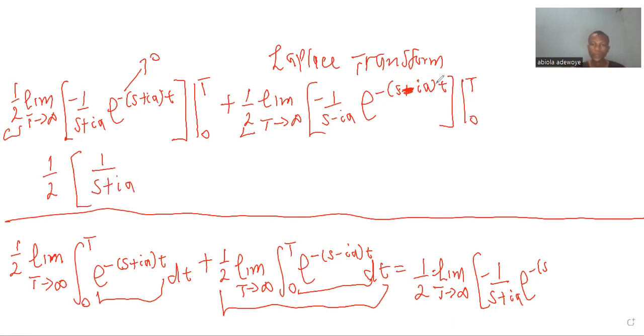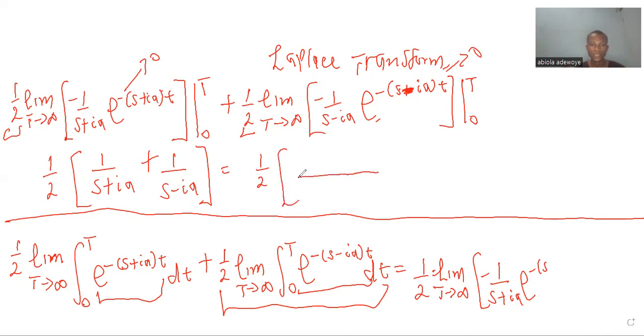Also, the upper limit minus the lower limit. For the upper limit, this will tend to 0. And for the lower limit, this becomes 1. And the minus at the back will make this one positive. That will give us plus 1 over s minus ia. That will give us 1 over 2.